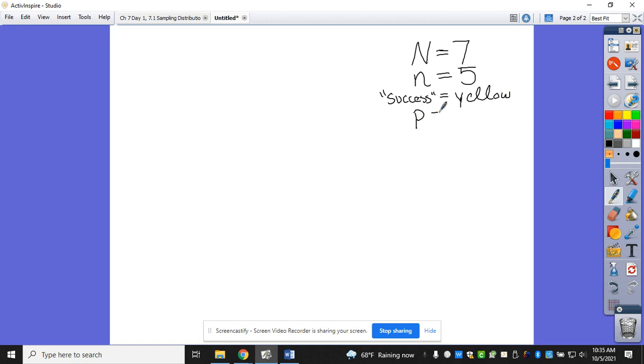So of that entire population, what is our actual proportion of yellow? 4 out of 7. Let's write that as a decimal too. Which gives me what, around 4 decimals? 0.5714. All right, so that's the actual proportion of our population, but we're going to pretend like we didn't know that.